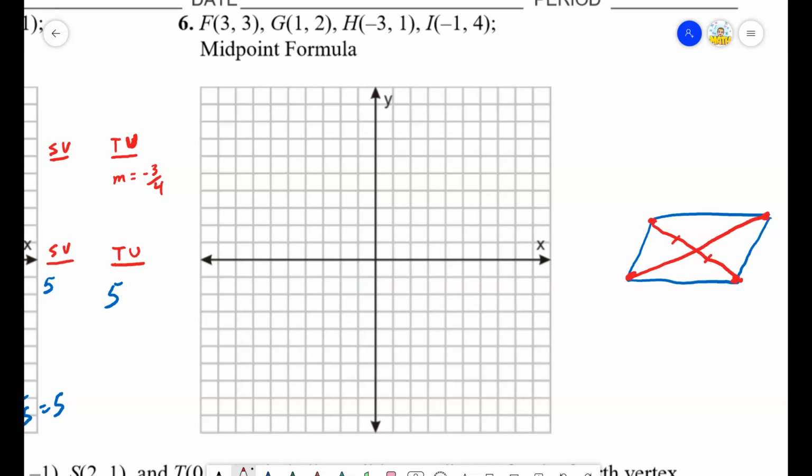Okay. It means that these two diagonals have the same midpoint. If they bisect each other, then they have the same midpoint. So what I'm going to focus in on this parallelogram is going to be the diagonals. Instead of looking at opposite sides, I'm going to look at the diagonals and see if they both have the same midpoint. If they do, then I have a parallelogram. So let's plot F first is at 3, 3. G is at 1, 2.